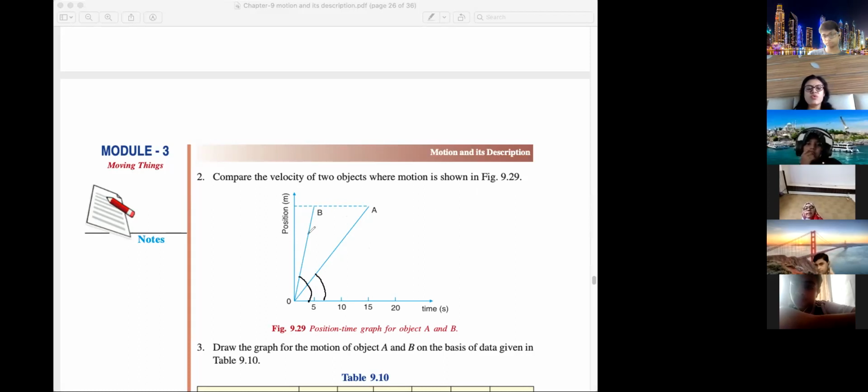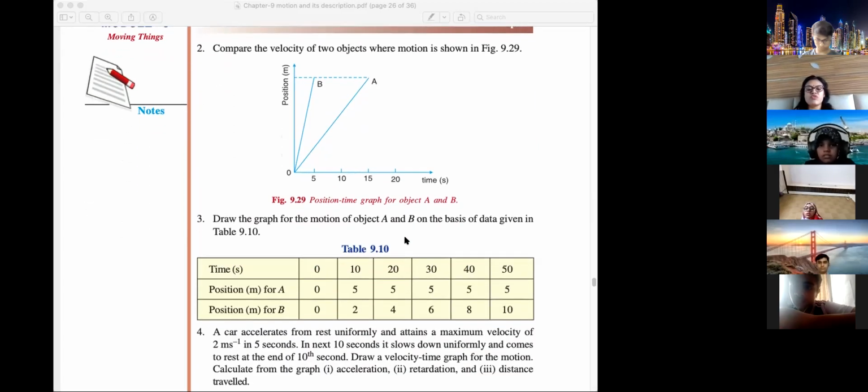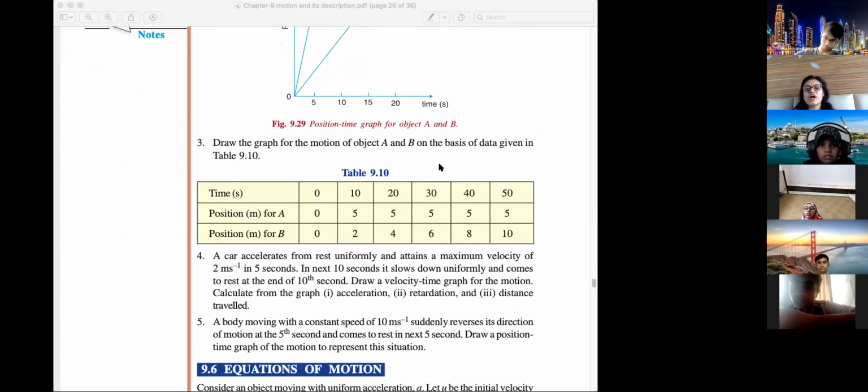Whichever is steeper, whichever makes more angle with the horizontal, that will have greater speed. Steeper means the speed will be more. So if it is asked to compare the motion, you will say the speed is more for B because the slope is more for B.